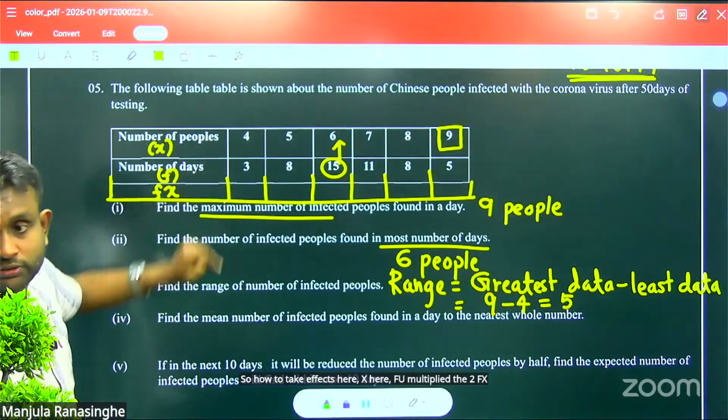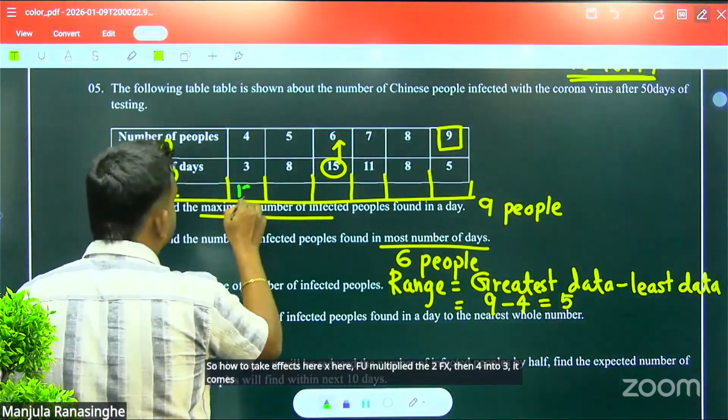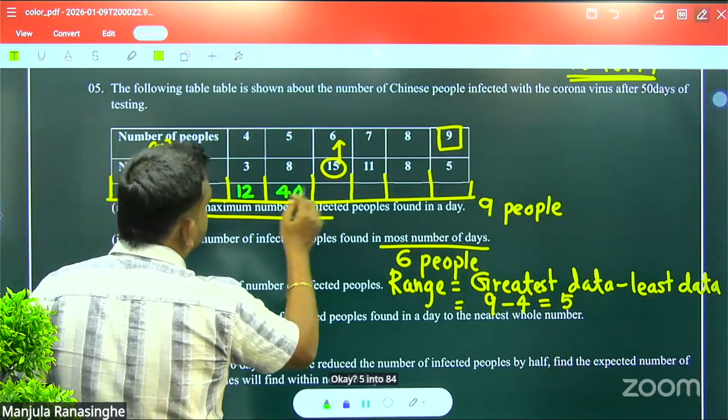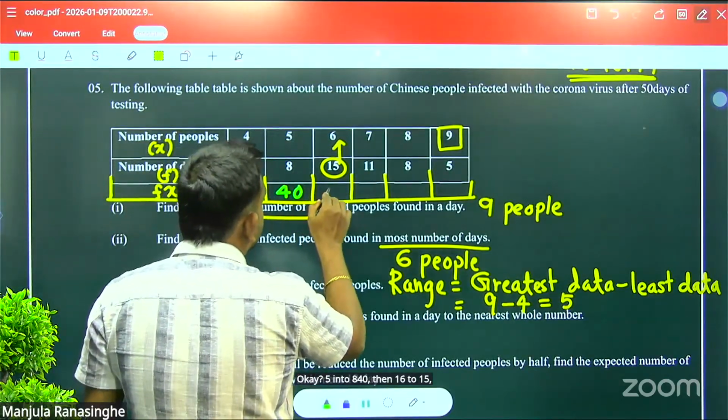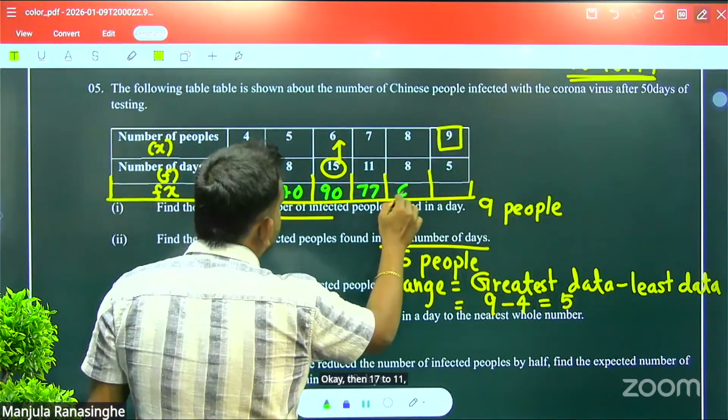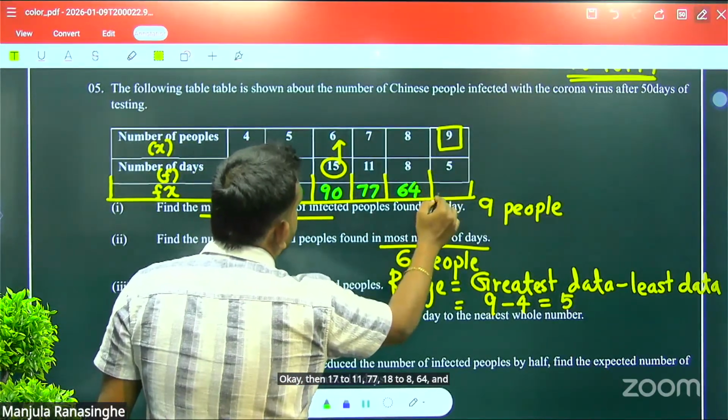Then 4 into 3 comes as 12. 5 into 8 is 40. Then 6 into 15 comes as 90. Then 7 into 11 is 77. 8 into 8 is 64. And 9 into 5 is 45.